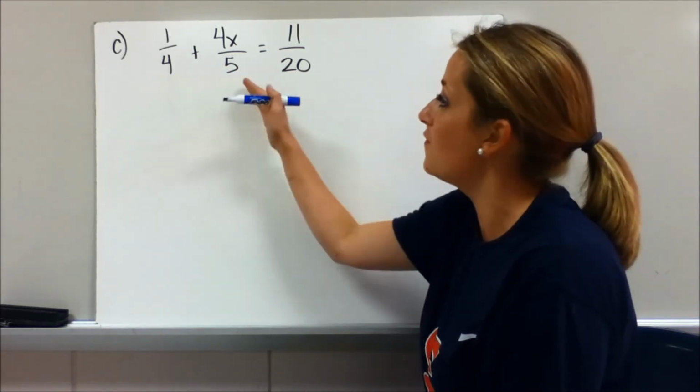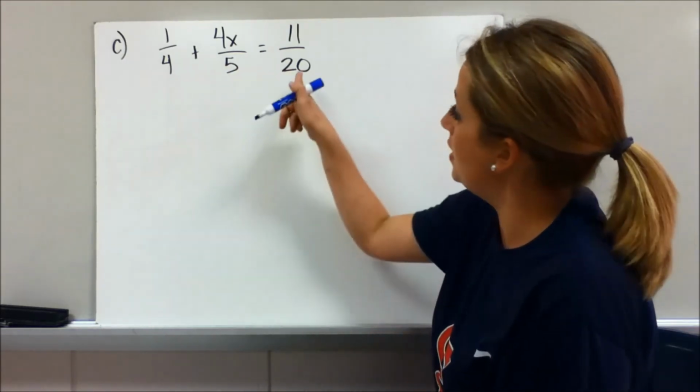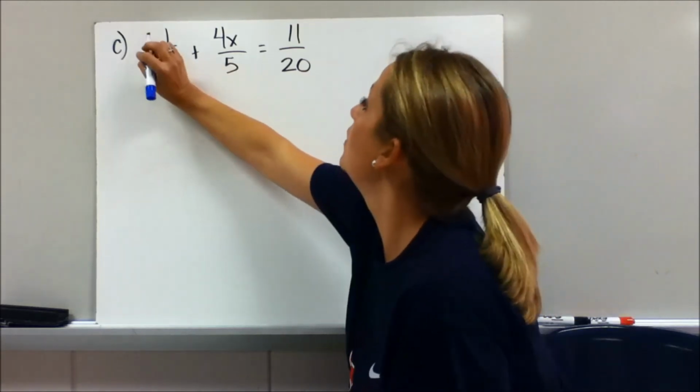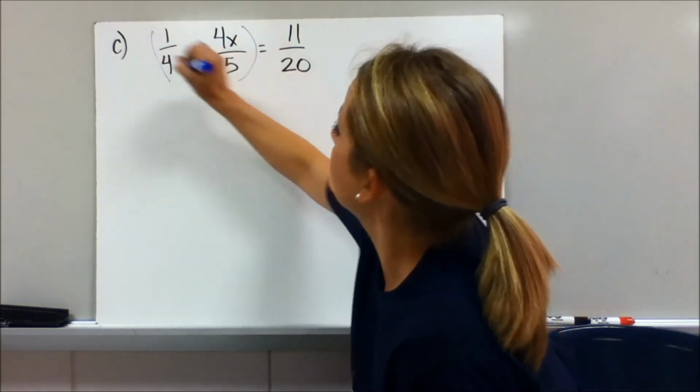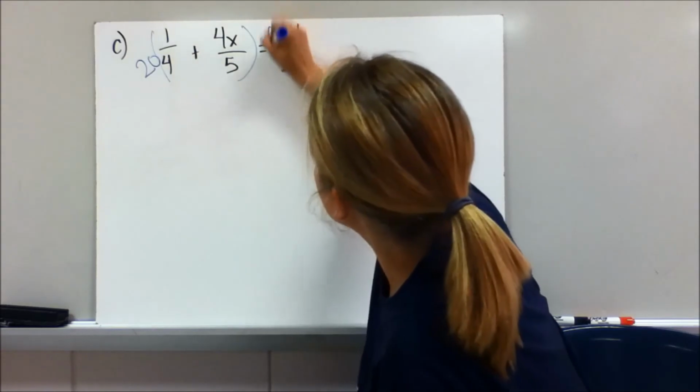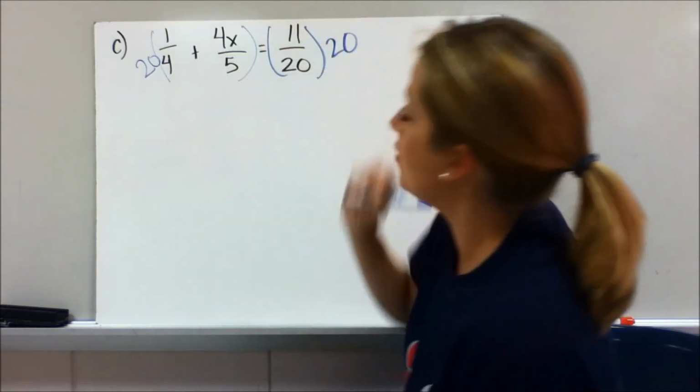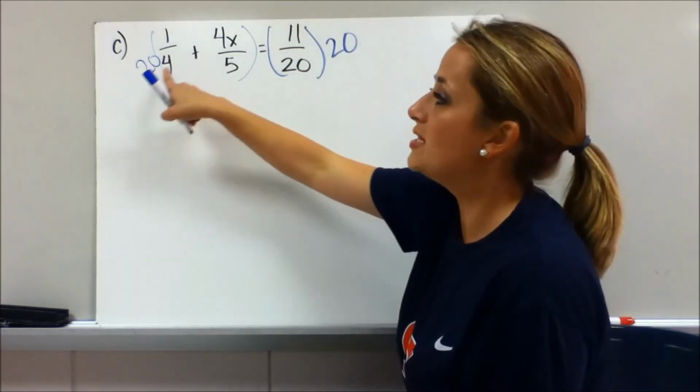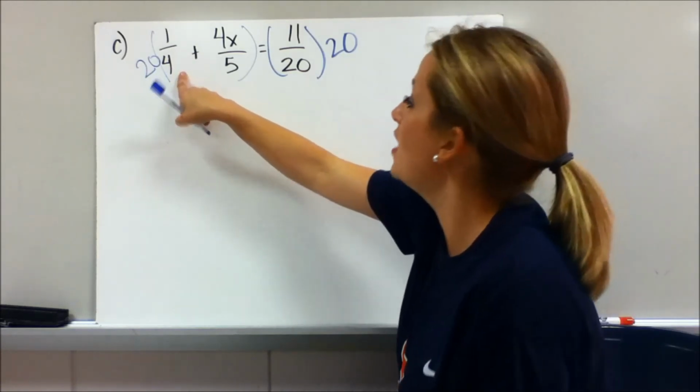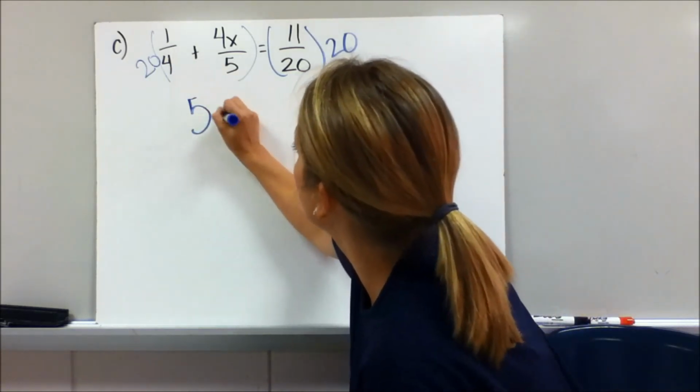So if I look at those, 4, 5, and 20, the least common denominator is 20. So I can multiply both sides by 20. And what this is going to do is it's going to get rid of all those fractions. Now 20 times 1/4 is the same thing as 20 divided by 4, which is 5.